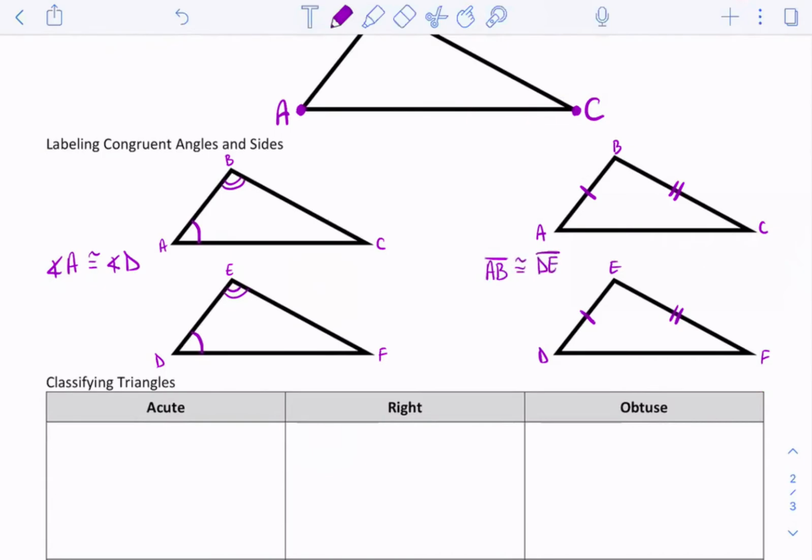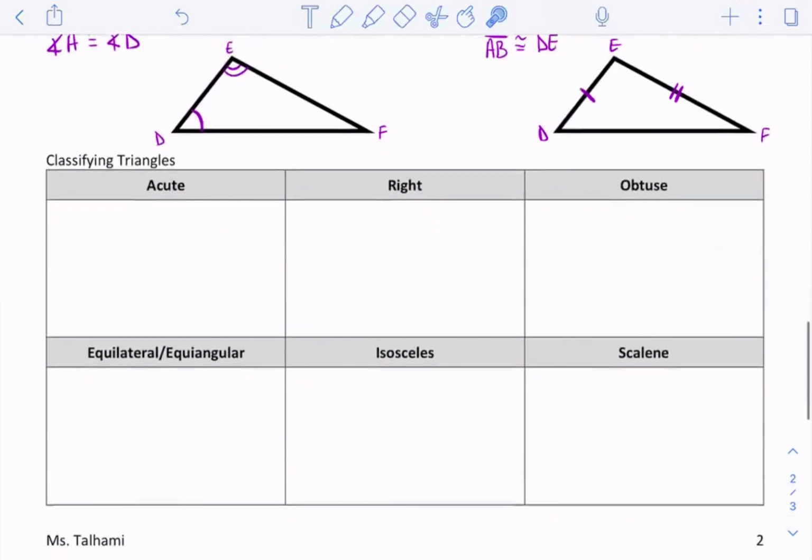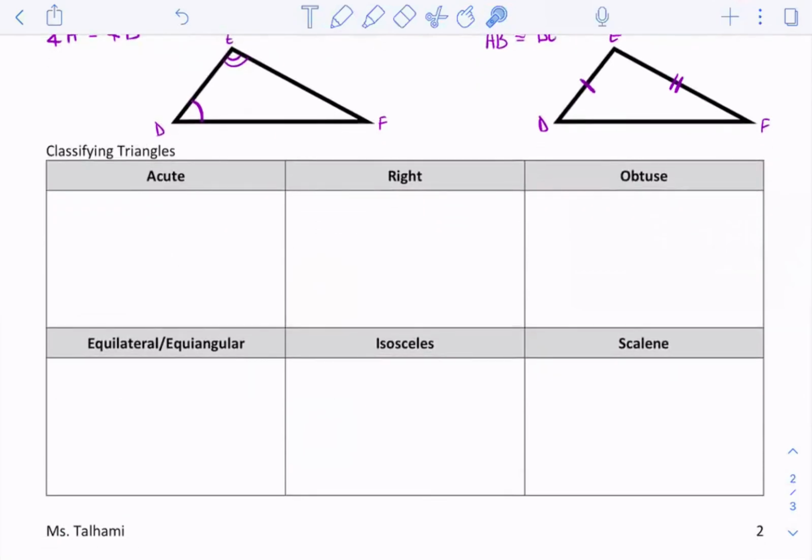So notice the difference here when I'm talking about an angle versus here when I'm talking about a side. Okay. And the very last thing I'd like to discuss with you today, I promised you I'd make it short, is classifying triangles. So we know our angles. Now let's see if we can classify our triangles.